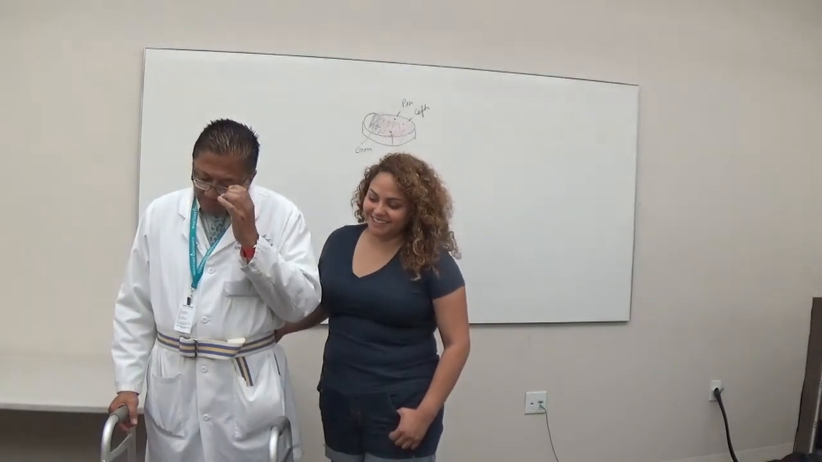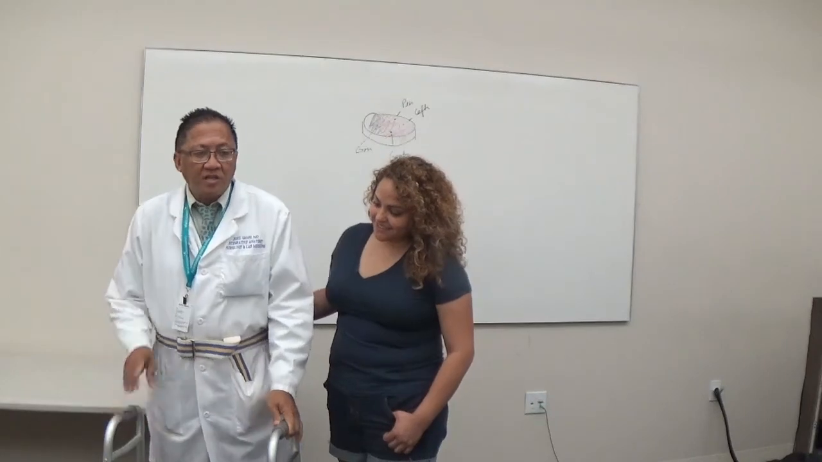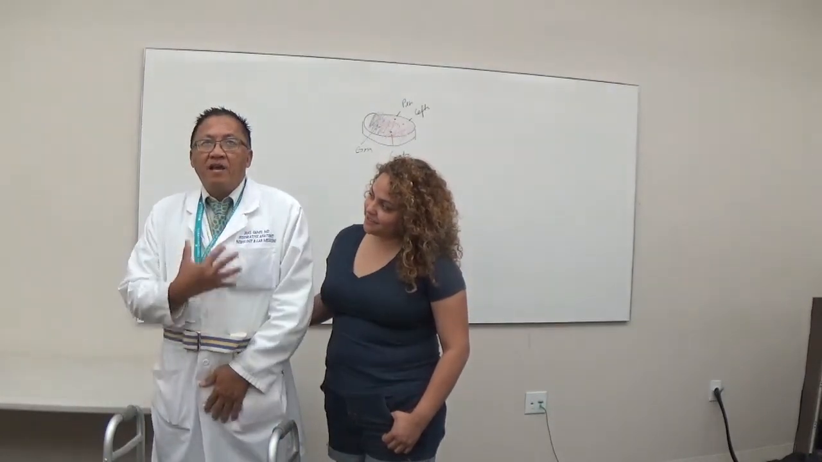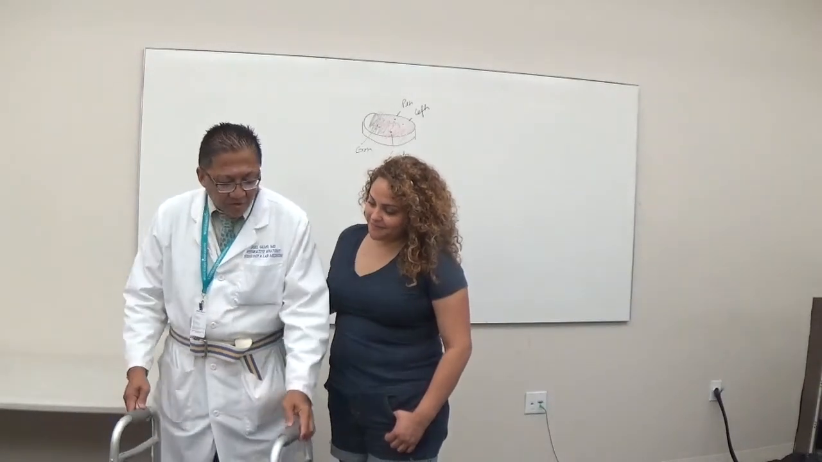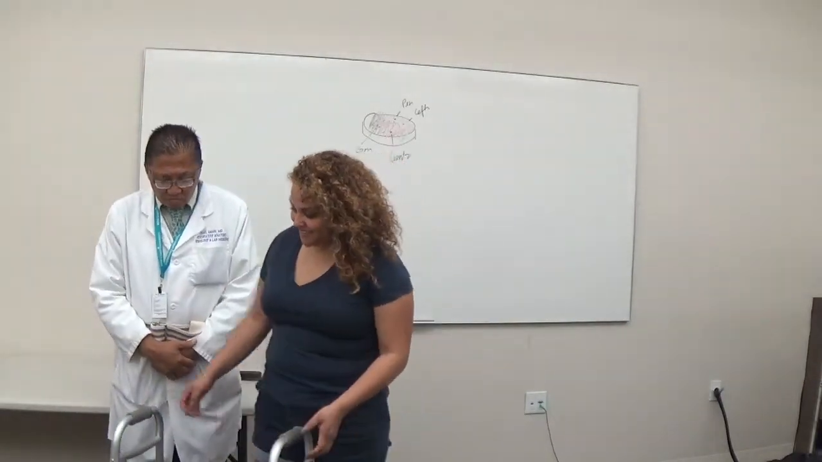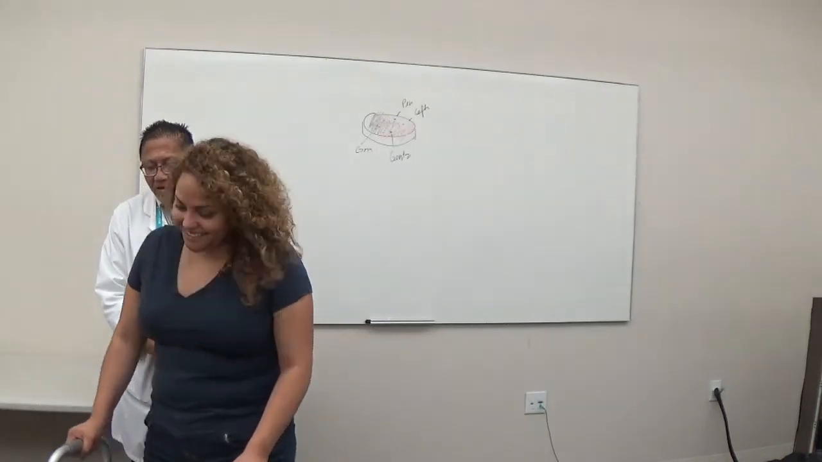Okay. This is the walker. This is the first answer. I'm paralyzed on the left side. Have you ever tried using a walker? No. Okay, go ahead, demonstrate to me. If you were to use a walker, what would you do? Go ahead, there you go, perfect.